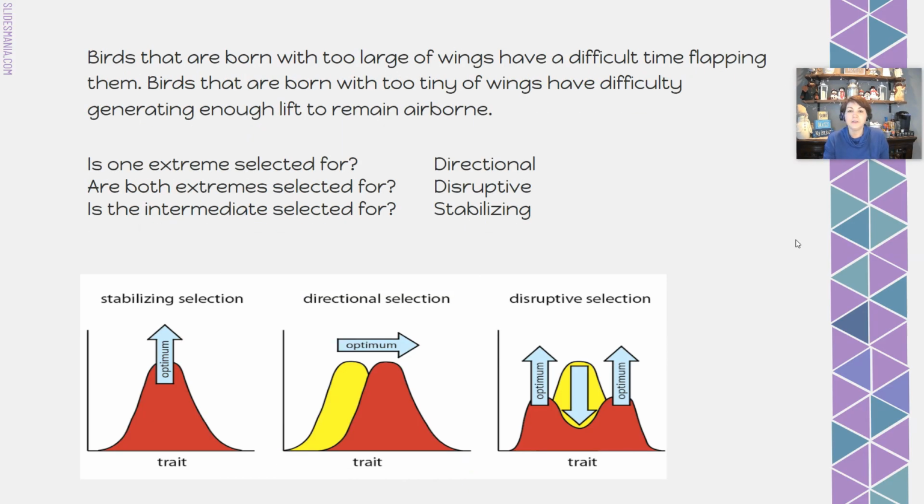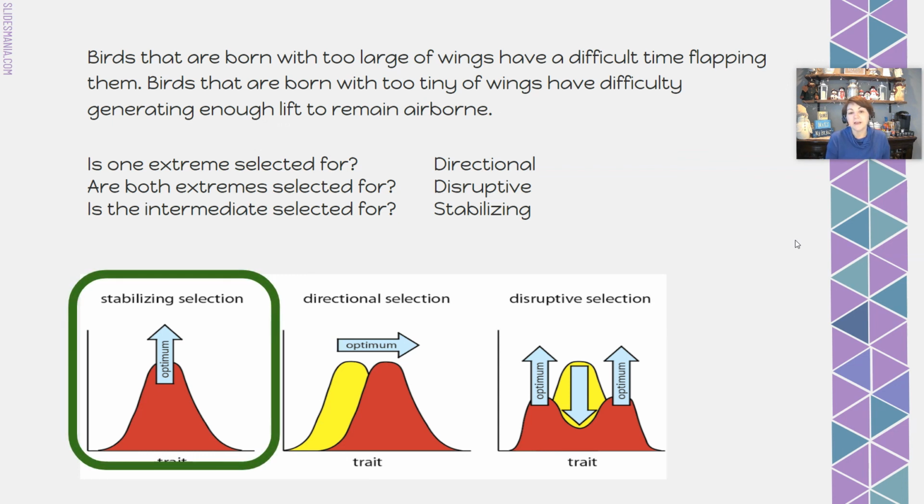All right, last situation. And in this one, if you came up with stabilizing selection, you are correct. In this one, the average is selected for. So the population becomes more stable, becomes more average, and you see that average increase. Because having wings that were too small or too big were bad. So having the average is what caused them to survive and reproduce.